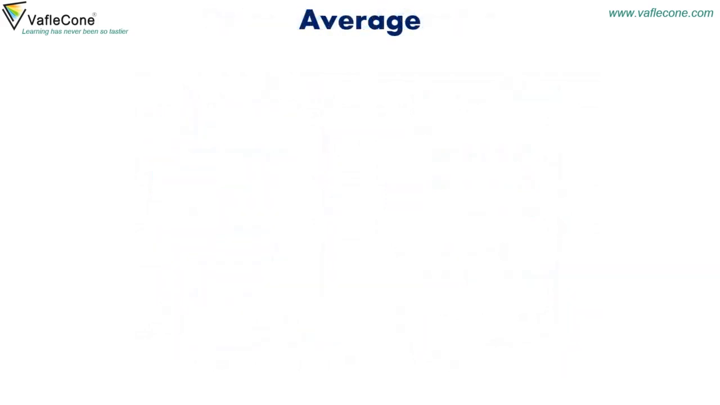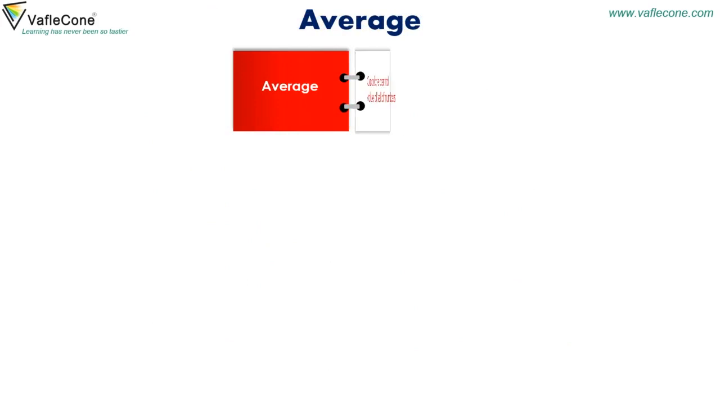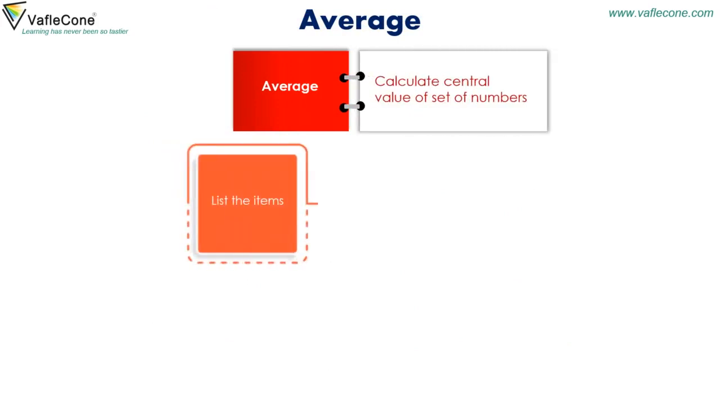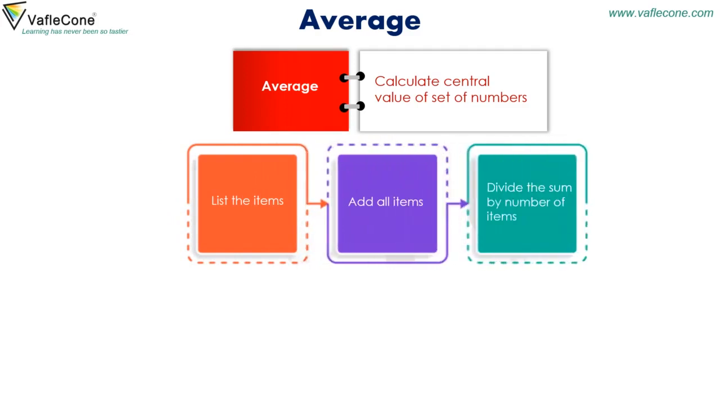Average. Calculate central value of set of numbers. List the items. Add all items. Divide the sum by number of items. Average is equal to sum of items upon number of items.